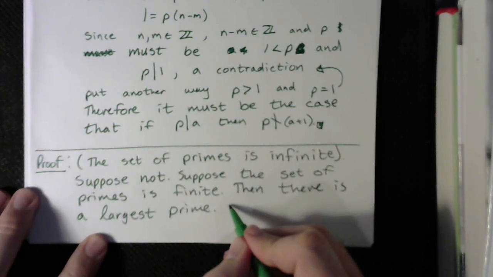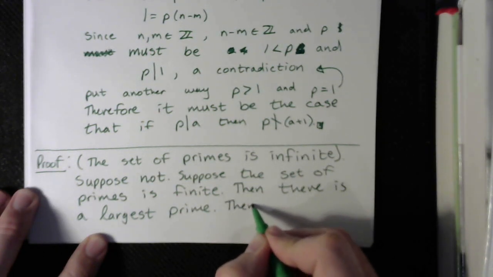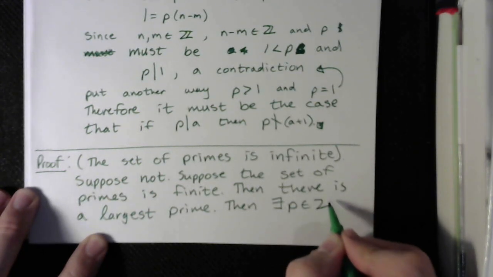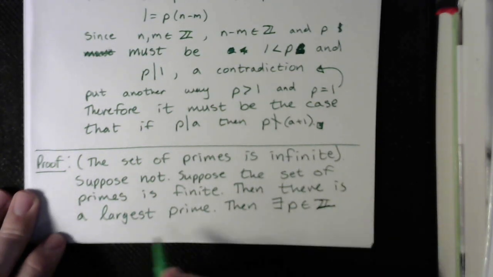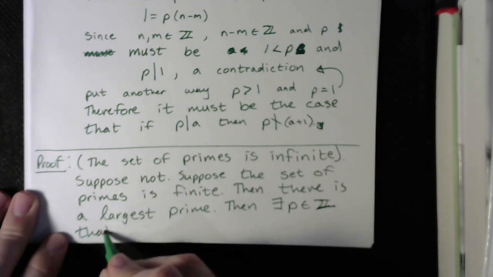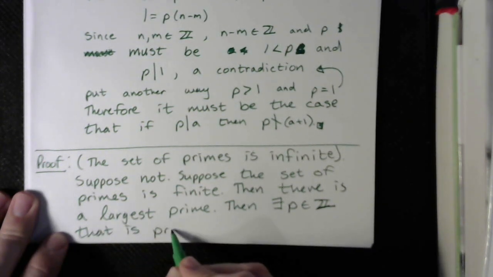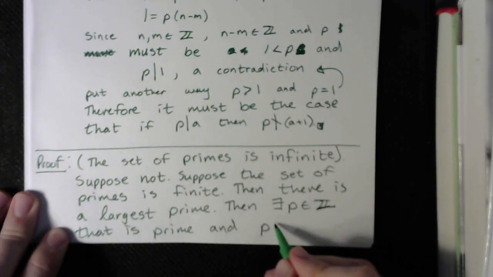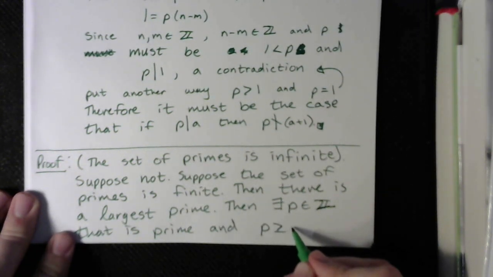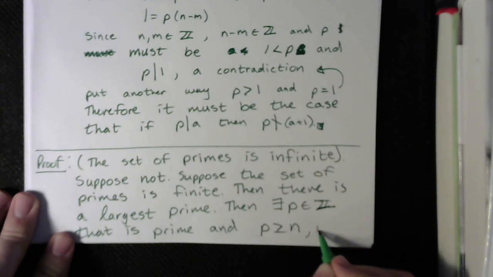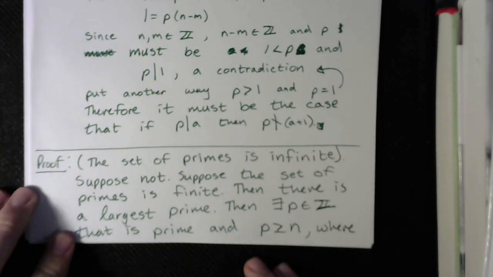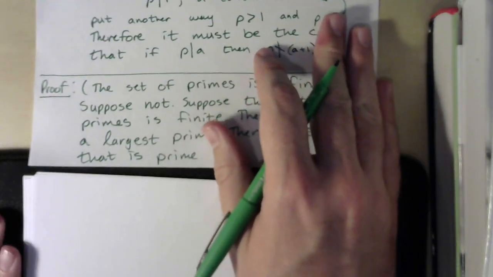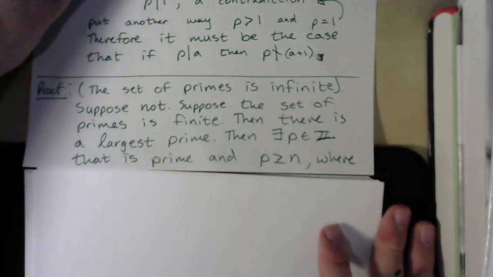And so then there exists some p in Z that is prime, and p is greater than or equal to n.